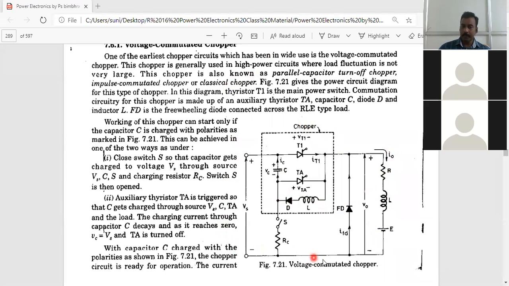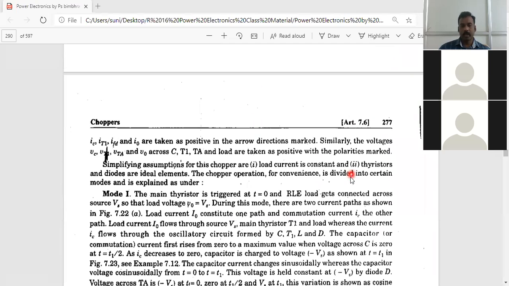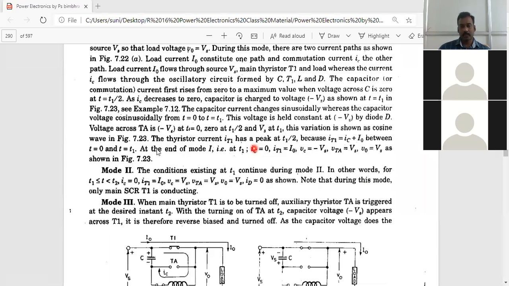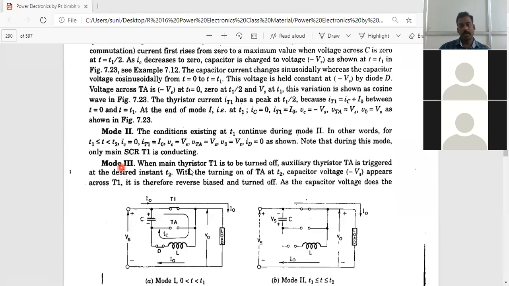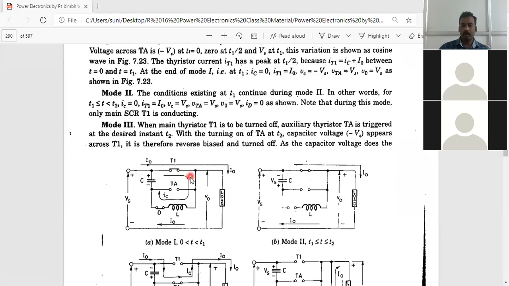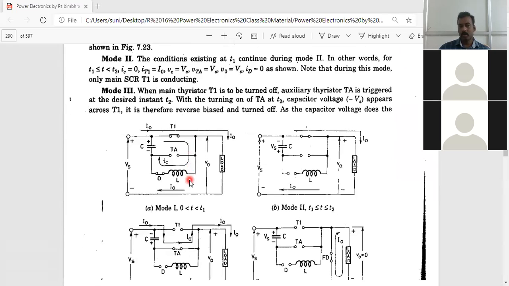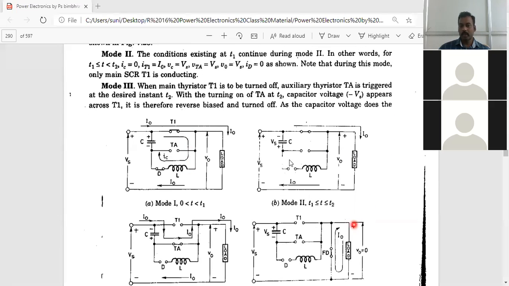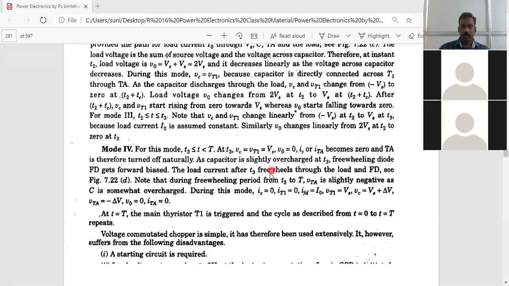So this is completely related to the voltage commutated chopper. That particular operation we considered is going to be classified as mode 1, mode 2, mode 3, like that. These are going to be the equivalent circuit representations for mode 1, mode 2 and mode 3 of the chopper conduction.